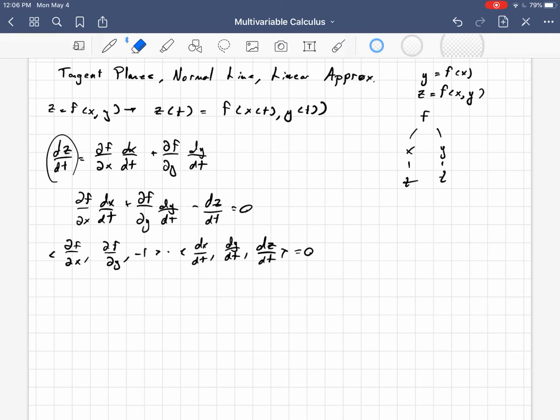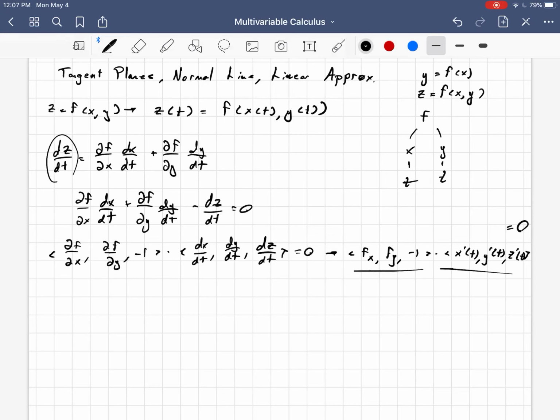Now, just converting to alternate notation here, if I were to write this cleaner, that would mean we would have the vector f sub x, f sub y, comma -1, dotted with the vector x prime of t, comma y prime of t, comma z prime of t. And this whole dot product right here is equal to 0. So that implies that this vector and this vector are perpendicular to one another.